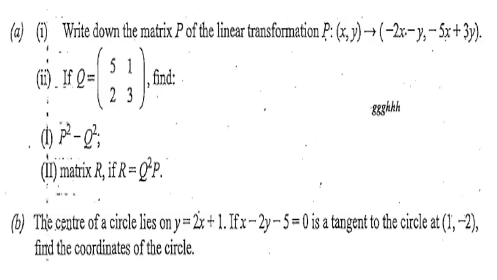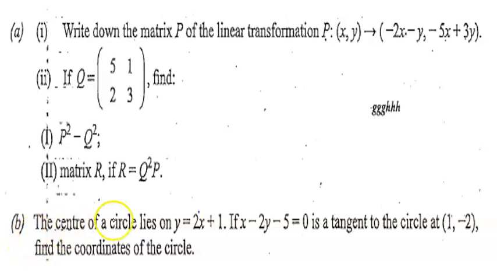We are still on November 2022 WASSCE elective maths paper 2. So let's look at the question. Question 11. Write down the matrix P of the linear transformation. II. If Q is 5, 1, 2, 3, we have to find P squared minus Q squared. III. The matrix R if R is Q squared P.